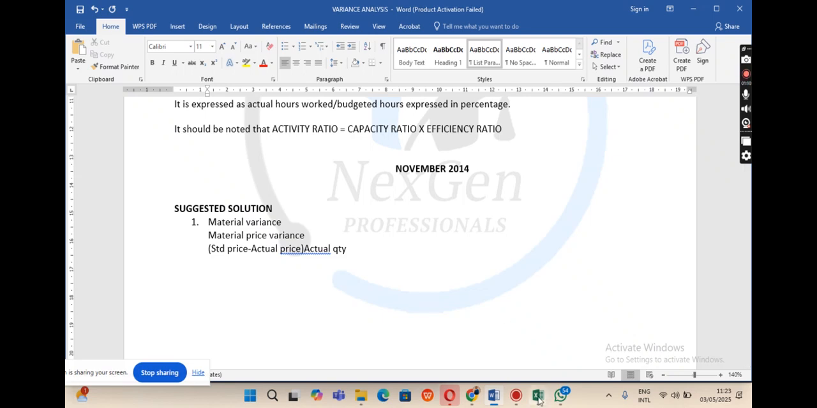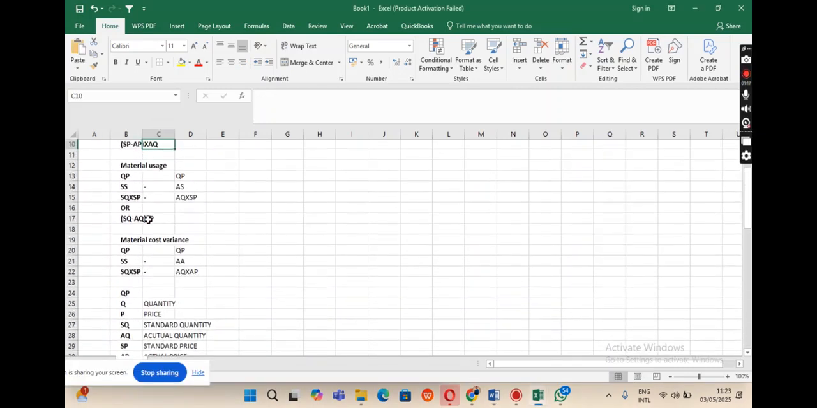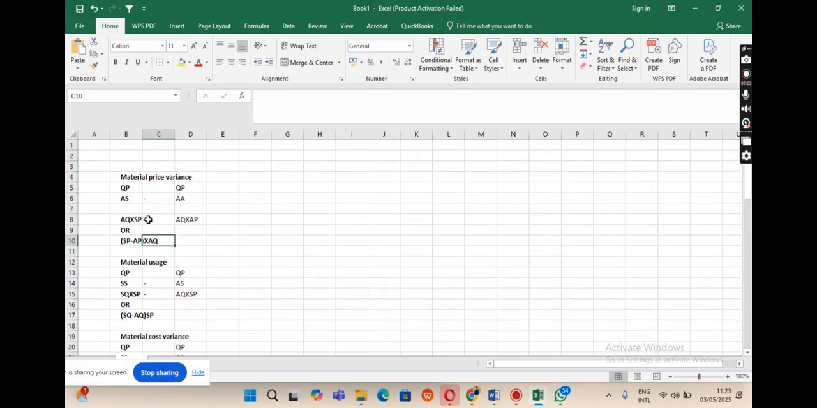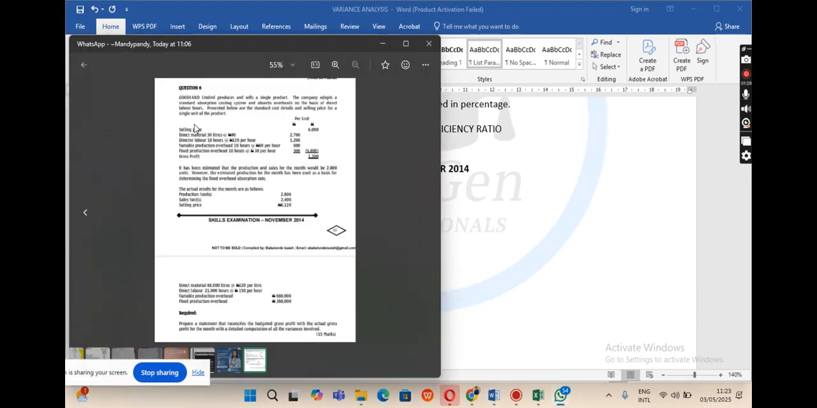You can see that is what we have in our formula: the standard price minus actual price times actual quantity. So now we go to material. What is our standard? Let's check the question. What is the standard price? Class, you can give me the standard price. 90 naira.